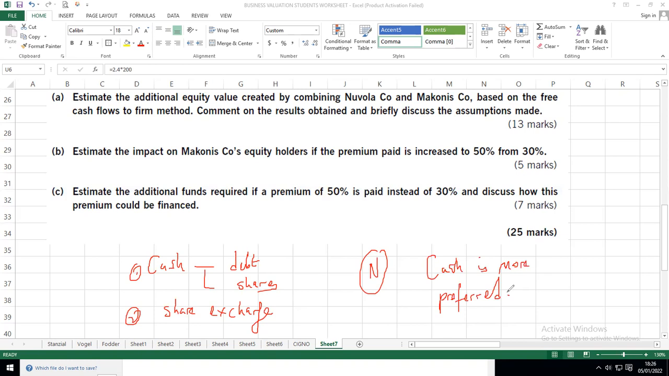So the additional amount of money which was needed was 96 million. That is the first part. For this money, we can use cash, debt, or equity, or we can go for a share exchange. So that was our question for this evening. I hope we have seen how to work out this type of question.